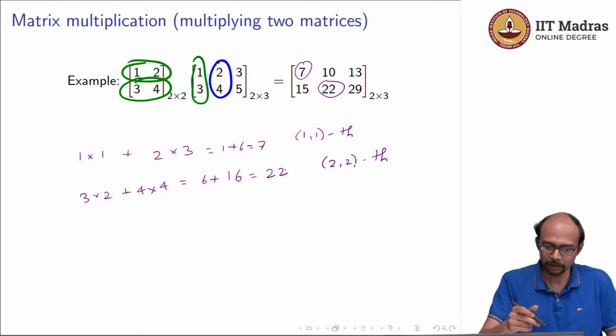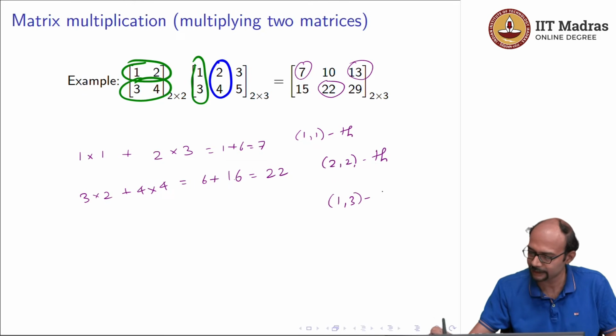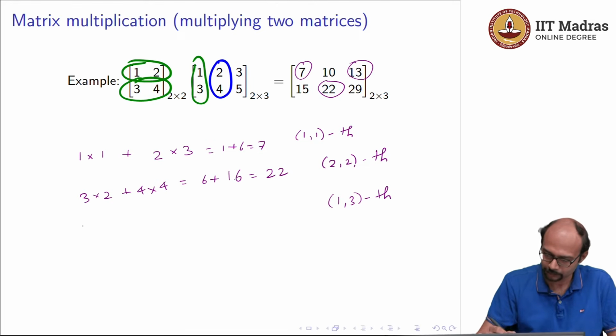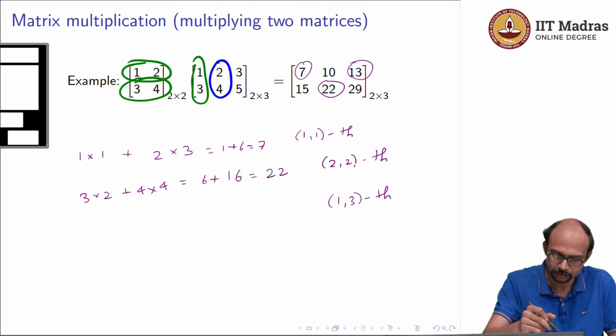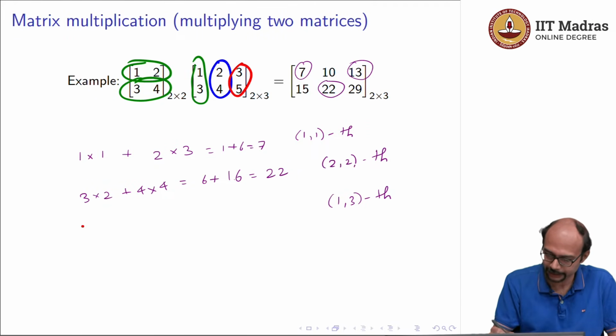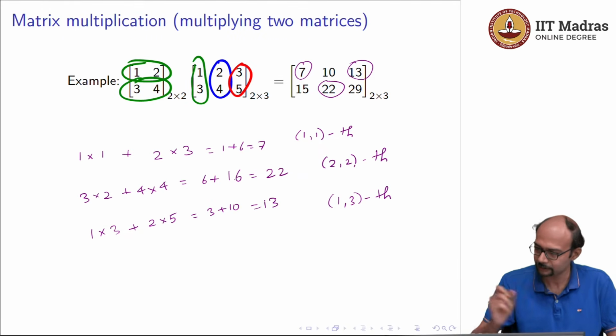So let's maybe do one more entry. Let's look at the 1/3th entry, 13. How do I get this entry? For the 1/3th entry, I take the first row, which is 1, 2, and I take the third column, which is 3, 5. So I get 1 times 3 plus 2 times 5, which is 3 plus 10, which is 13.